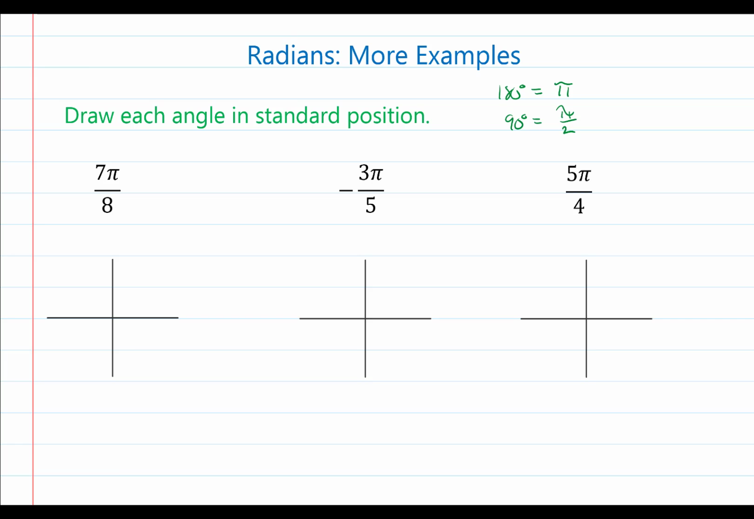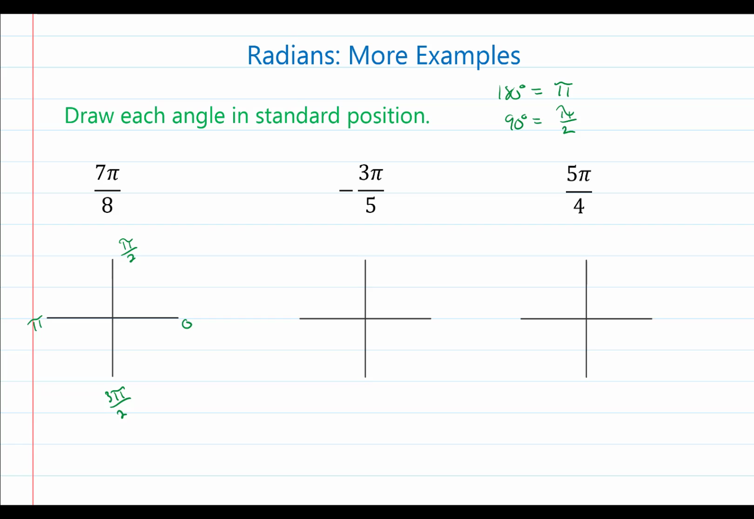So we are now going to go ahead and put these angles in standard position on the coordinate planes. So we start with 7 pi over 8. What I would want to remind everyone is that the positive x-axis is 0 degrees, which is 0 radians. The positive y-axis is 90 degrees, which as we just mentioned is pi over 2 radians. The negative x-axis is 180 degrees, which is pi radians. And finally, the negative y-axis is 270 degrees, which would be 3 pi over 2 radians.